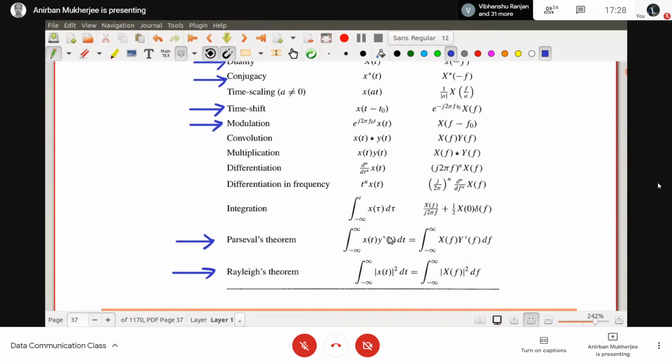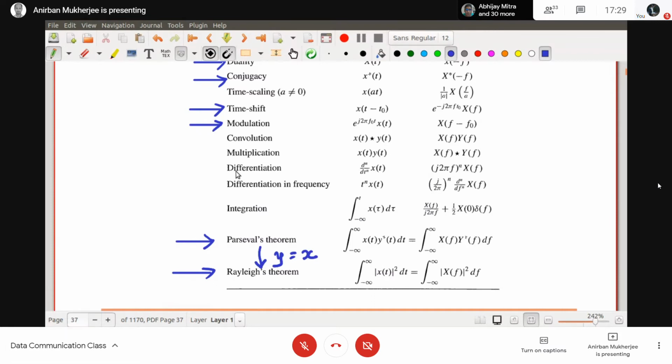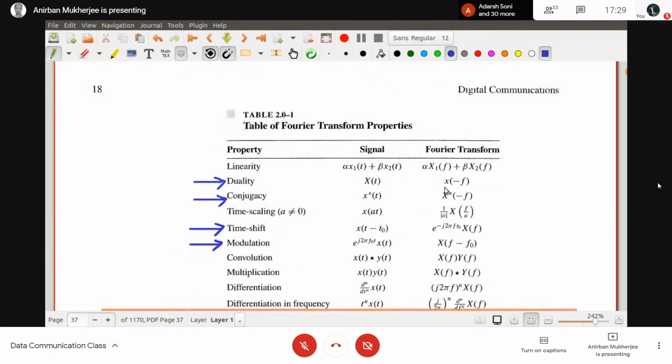It means when y(t) equals x(t), and x(t) times x*(t) is the mod of x(t) squared, then X*(f) times X(f) is mod X(f) squared. Then this one will come to this when y equals x. Anyway, these four or five theorems, especially duality, check x(t) and minus x. What do you mean by that?